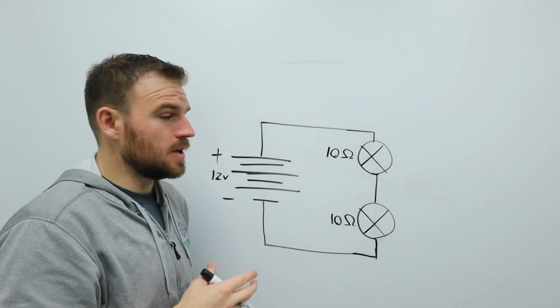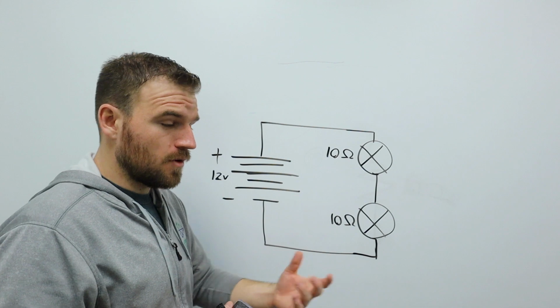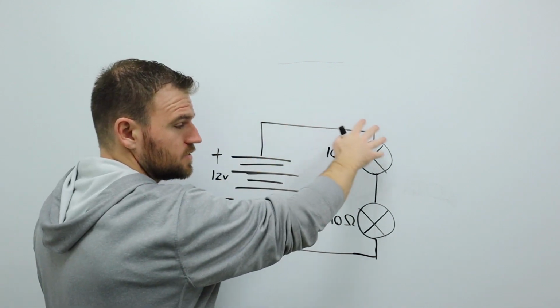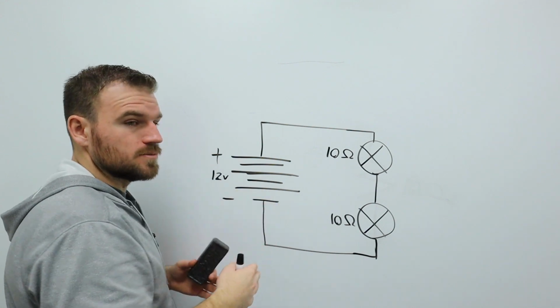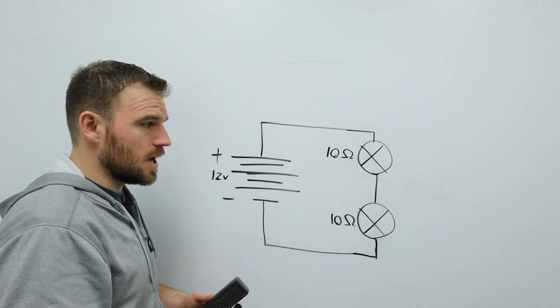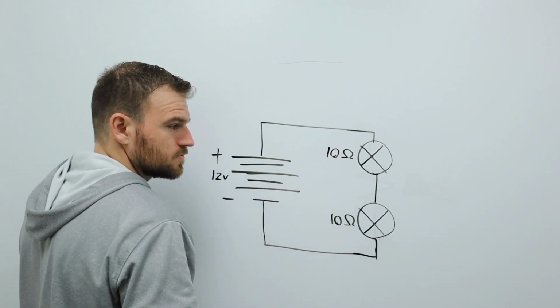Now, we're going to talk a little bit about voltage drop. Voltage drop is saying that across these two loads, we're going to use up 12 volts, because that's the applied voltage. That's Kirchhoff's law. So what's the voltage drop across one of these loads?